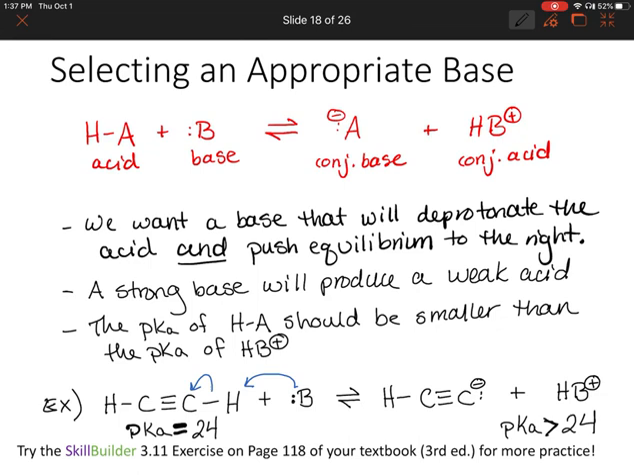Okay. And if you want to practice these concepts a little bit more, I recommend the Skill Builder 3.11 exercise on page 118. But let's go over some more examples together and make sure we understand what's going on here. Okay, so let's use the example of acetylene again, but this time we'll actually pick a base that we know really well.